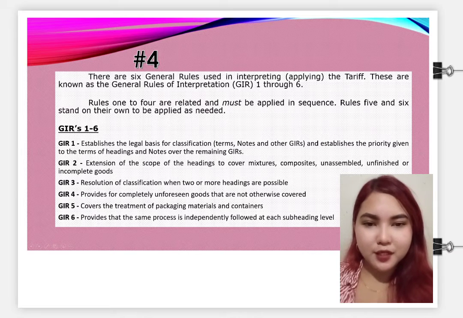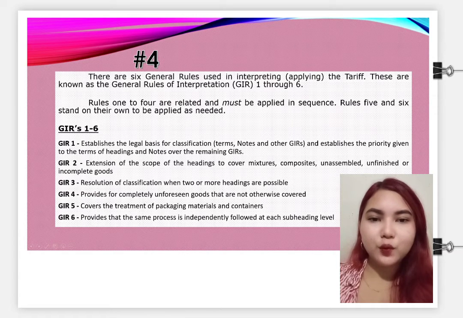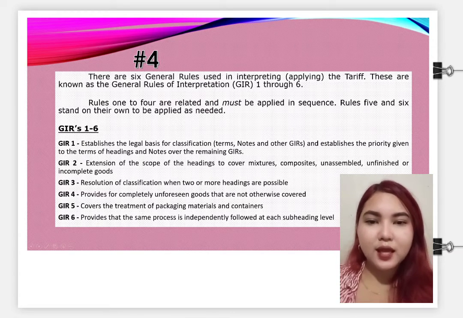So, now let me introduce to you the 6 GIRs. Rule 1. This is the first rule to be considered in classifying any product. Most products are classified according to this rule. Rule 2A deals with the classification of unfinished, incomplete, unassembled, or disassembled goods.